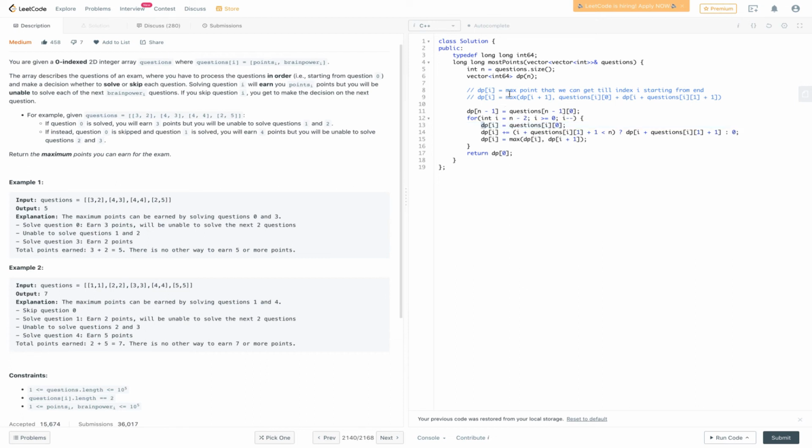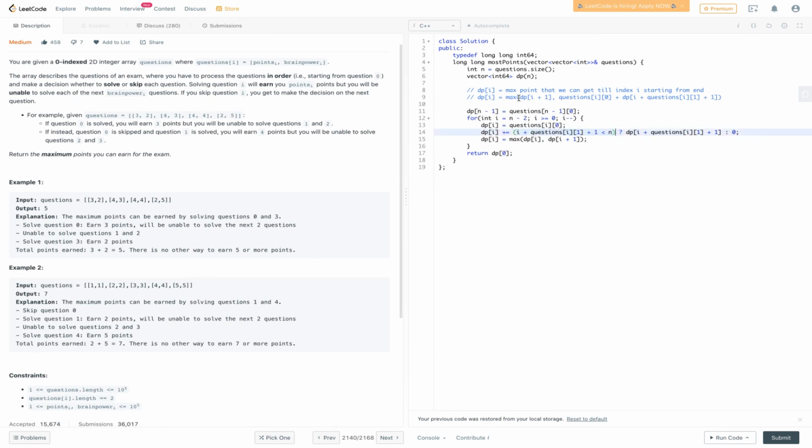So here we are just formulating this approach. I will initialize the dp of I with the points that I can gain out of solving this question. If I solve this question, I would gain the points at this question plus the maximum point that I can gain at the index I plus questions I[1] plus 1. If this index goes out of bound of the array, then we cannot gain any point further, so we will say we are gaining 0 points. So this condition only takes care of that.